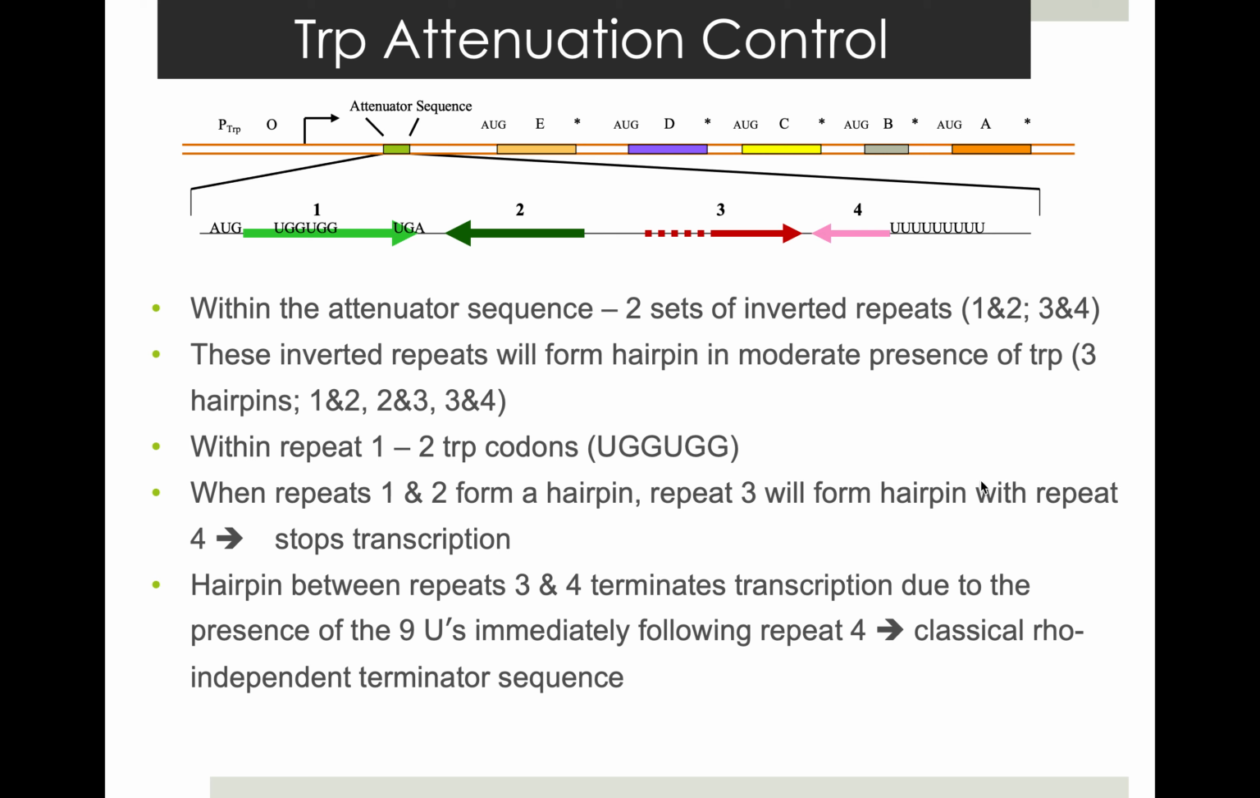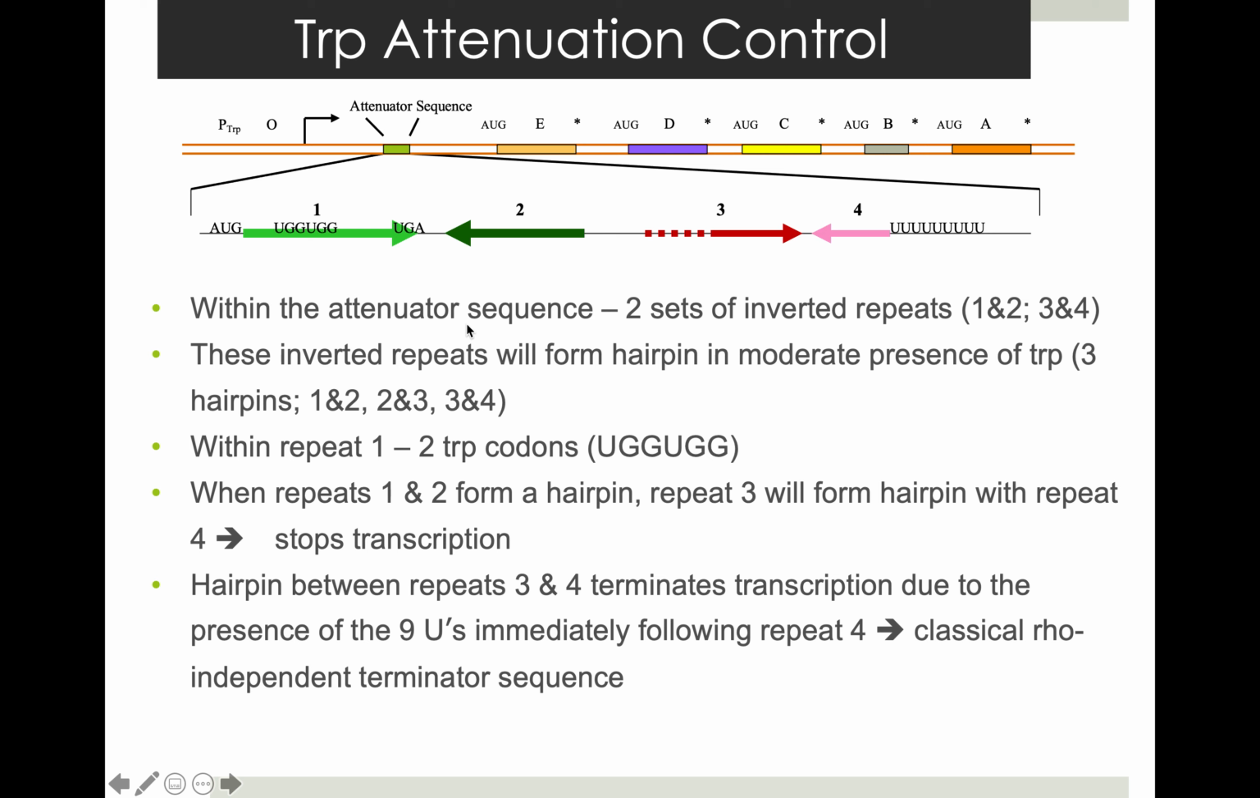Now, this is how the attenuation works. Remember the leader region, just before the start of the five structural genes. The attenuator is situated there, just upstream of trpE. It has an attenuator sequence, as you can see here, with a start codon AUG.